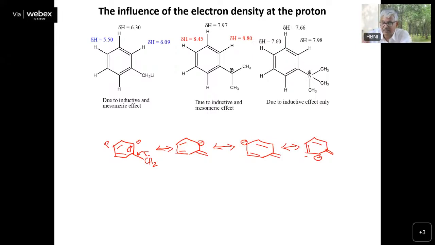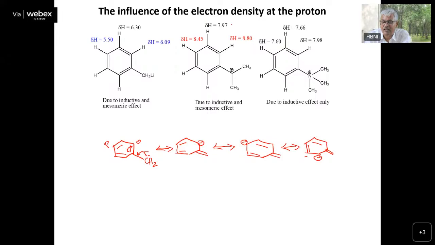Similarly, in the second case, you see that this is now a positive charge. So instead of negative charge, here you will have positive charge at the ortho position, the para position, and this other ortho position also, and you will see there is now a decrease in electron density around the hydrogen. So it is deshielded, and the delta value has now increased, with a very little effect in the meta compared to the ortho and para.